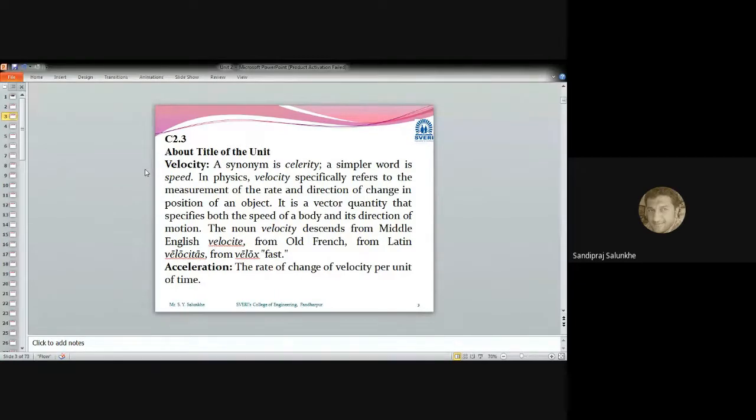Now, the second thing we are going to see is the title of this unit. The title is Velocity and Acceleration in Mechanisms. So, what the mechanisms are, we have seen in unit number 1.